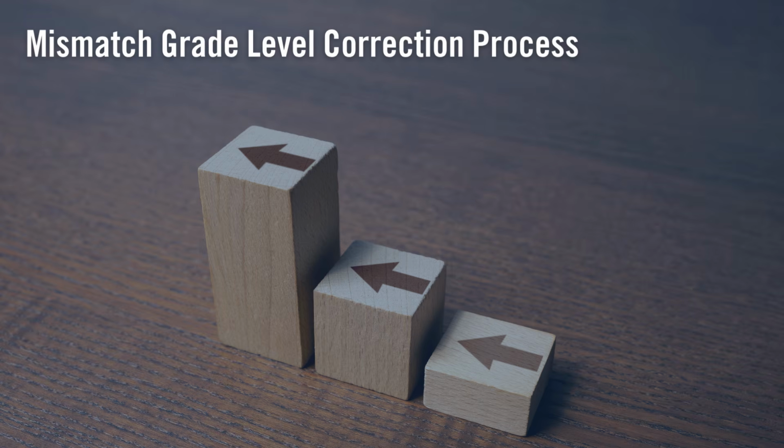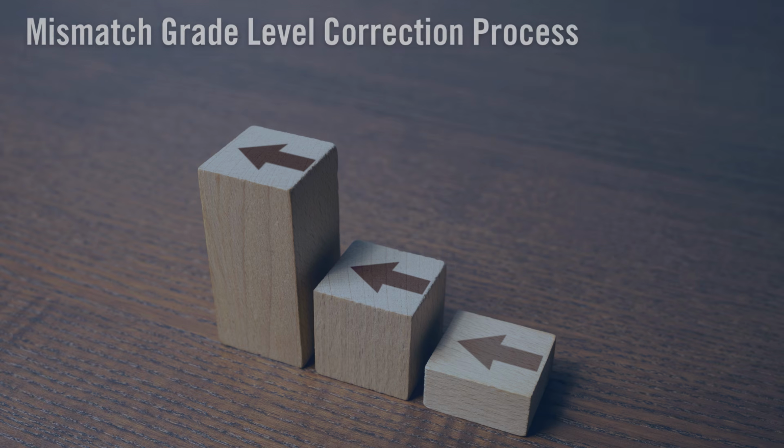This next section focuses on the mismatch grade level correction process from the parent or guardian view. This is an important safeguard in Emma that helps families review the grade level submitted during enrollment and make sure it matches what is expected for their student.